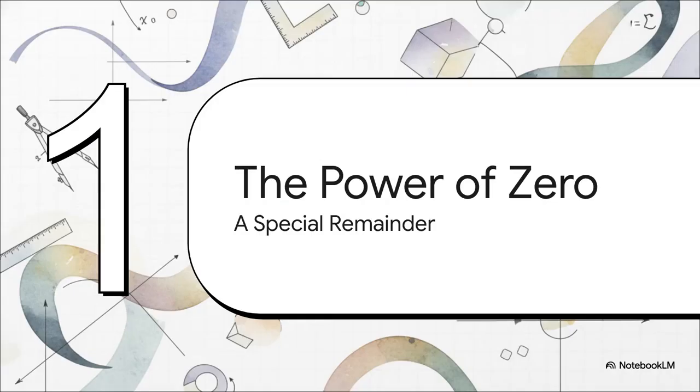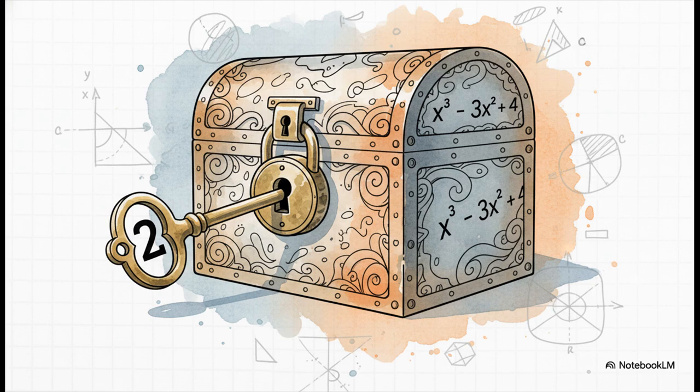Okay, so we've got this awesome shortcut. But what happens when the remainder isn't just some random number? What happens when it's 0? This is where the theorem really levels up, going from a neat trick to an absolutely essential tool for solving equations. All right, let's put this thing to the test.